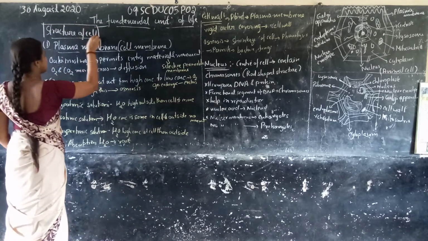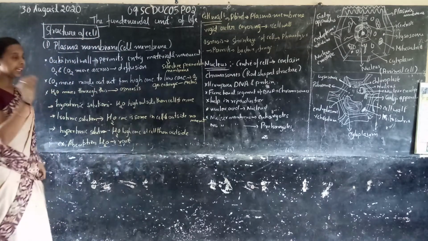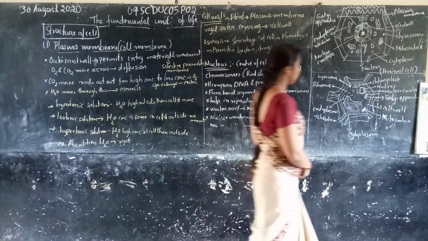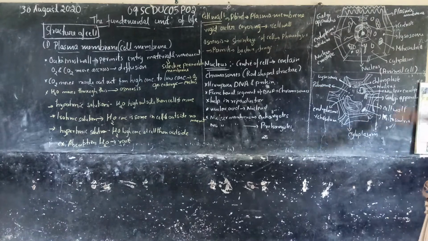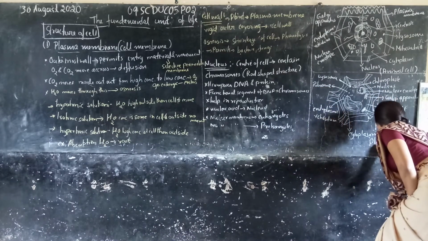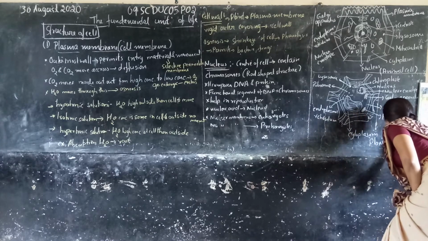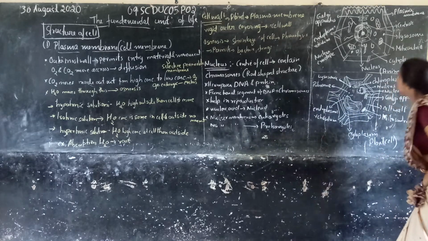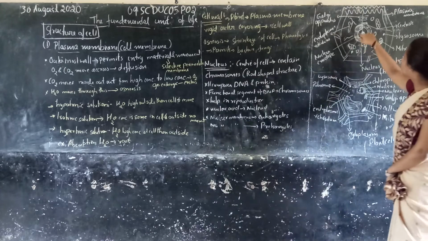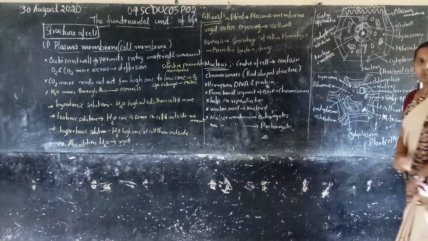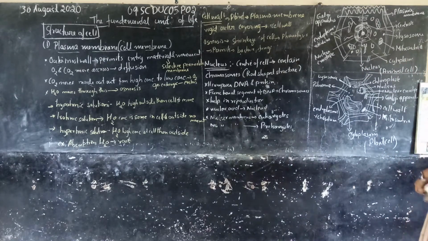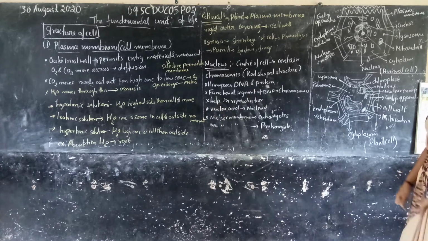In this class, we study the structure of cells in detail. What are the steps involved? You watch these two diagrams. The first one is the animal cell. The second one is the plant cell. The animal cell has one nucleus, then a nuclear envelope. In your textbook, they give the perfect diagram, so open your textbook and watch it.